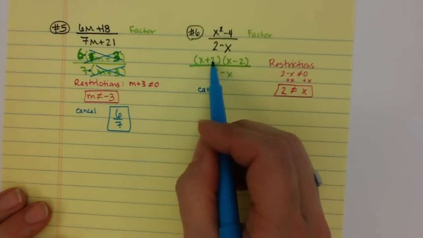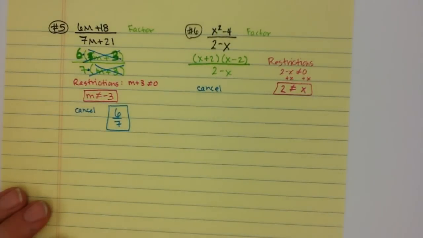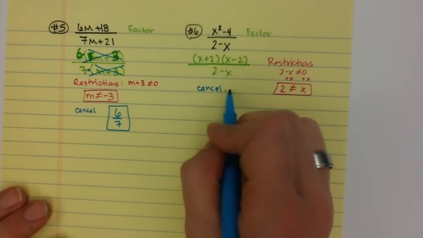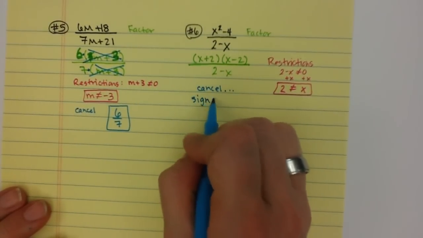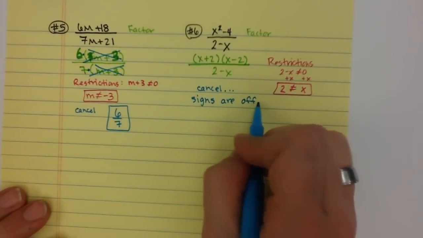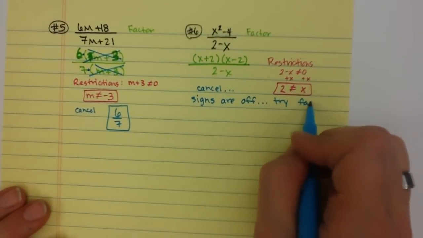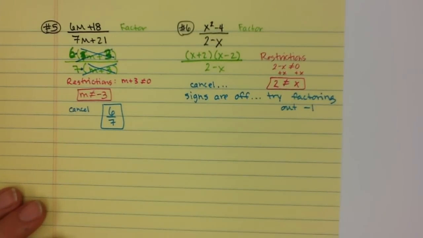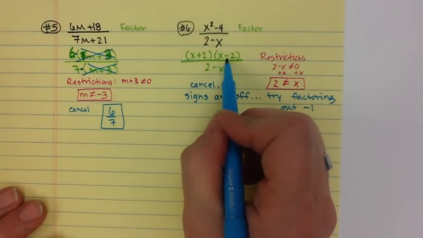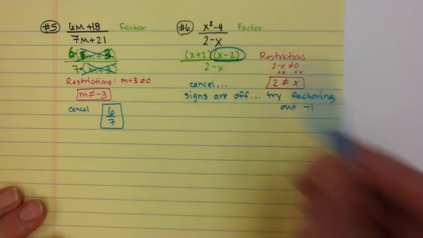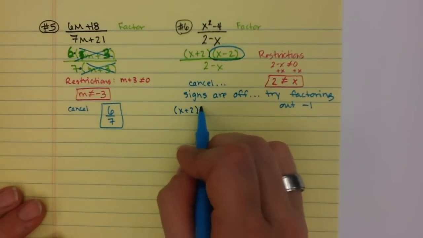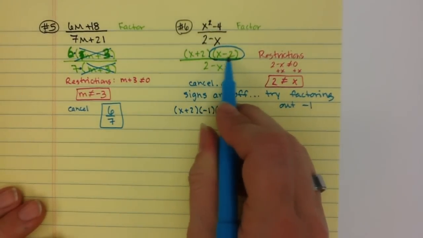Now, I've got x plus 2 and x minus 2 in the numerator and 2 minus x in the denominator. So remember when we had that before, if the signs are off when we cancel, we are going to try factoring out a negative 1. So I'm going to try factoring a negative 1 out of this guy right here. So I'm going to keep my x plus 2 the same, and I'm going to take a negative 1 out in front of this parenthesis.